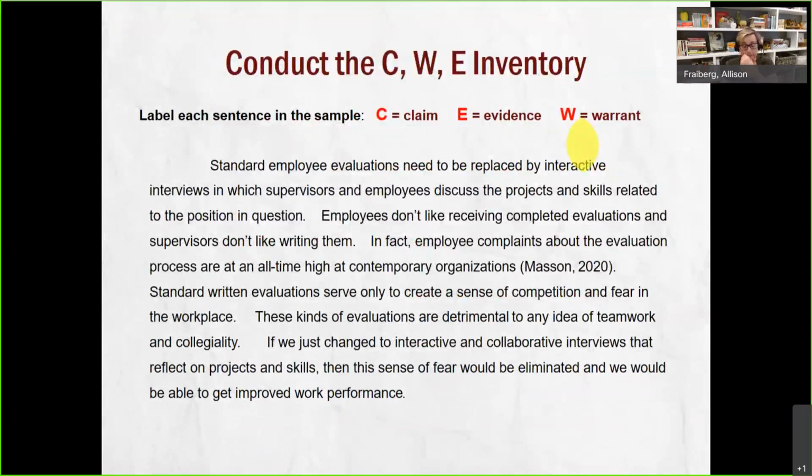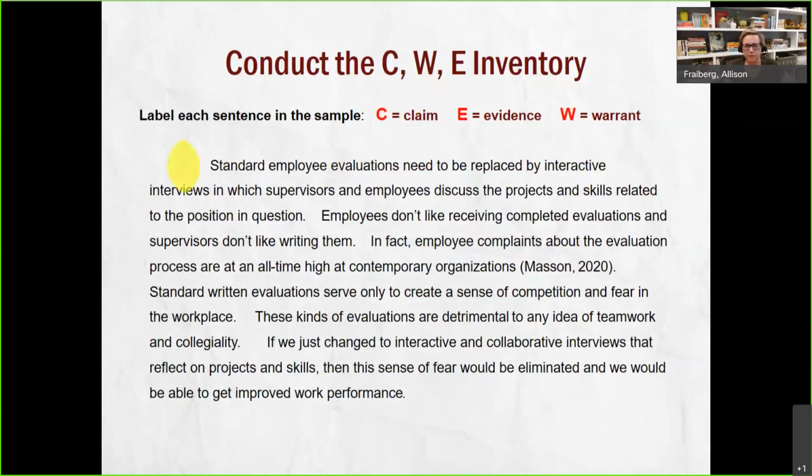Let's do a couple of examples. And I think, as you know by now, I like to take paragraphs and I like to break them down, use filters and lenses to see them. In this case, I call this a CWE inventory, where C is the claim, E is the evidence, and W is the warrant. And we just break down a paragraph.